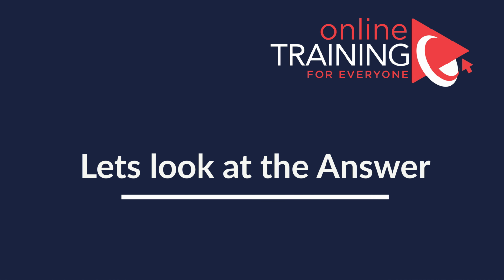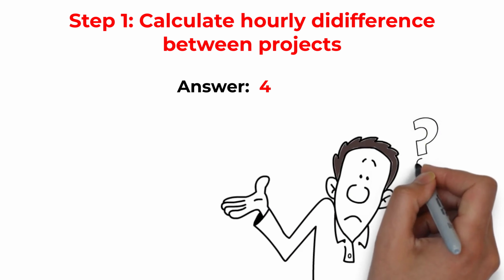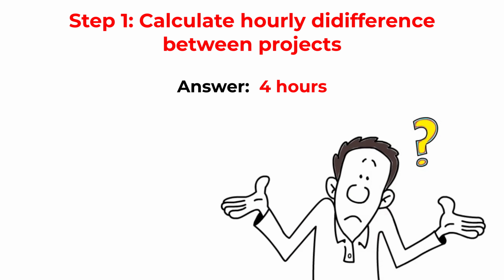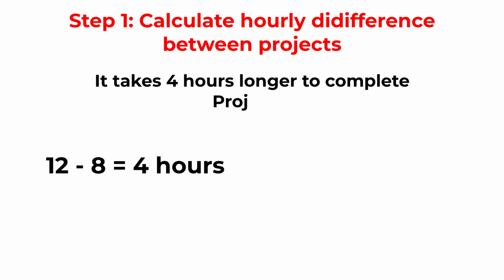To get to the correct answer, we first need to understand the difference in hours between the 2 projects. The difference is 4 hours, and it is calculated by subtracting 8 from 12. 12 minus 8 equals 4, and that is the difference between Project 1 and Project 2 hours.